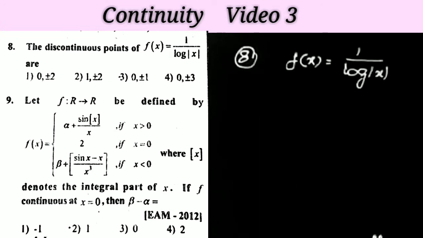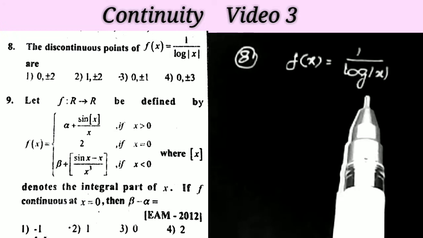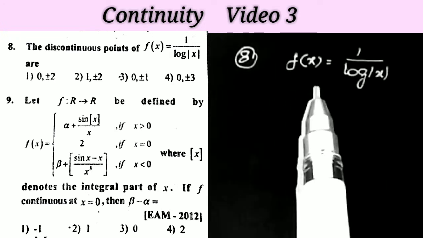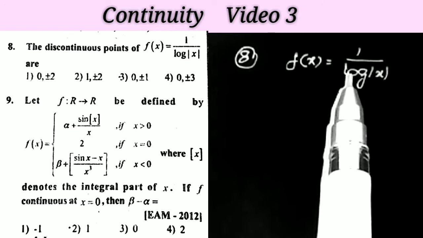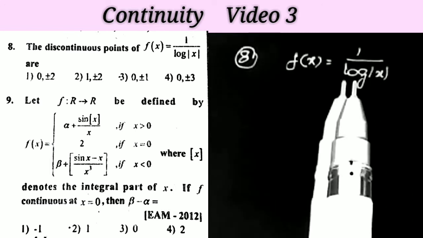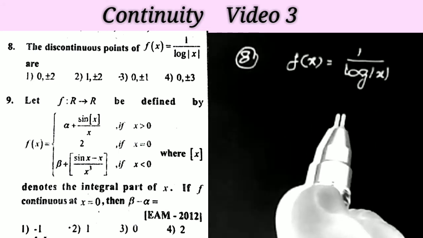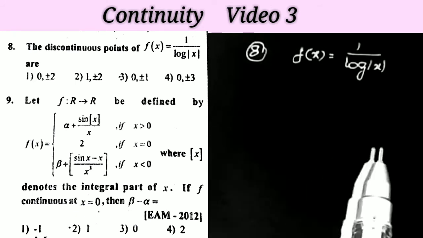The discontinuous points of f of x is equal to 1 by log of mod x. We want the discontinuous points of this function. For that, we are solving this question by using the options, just doing the verification. So what are the options here? Check options 1 to 4.